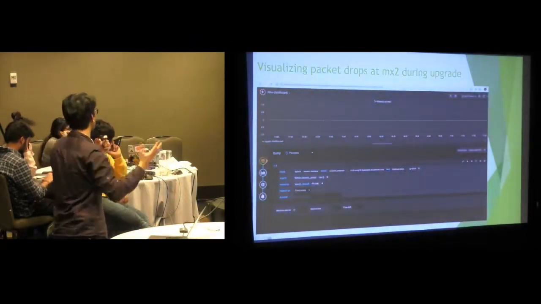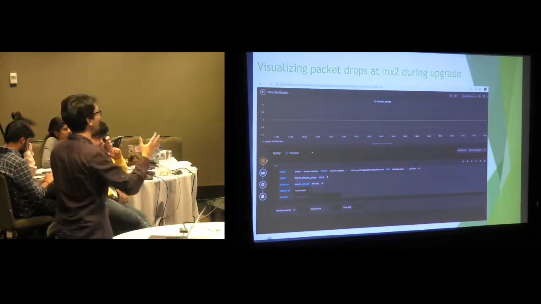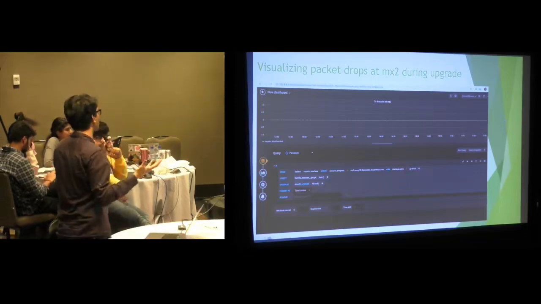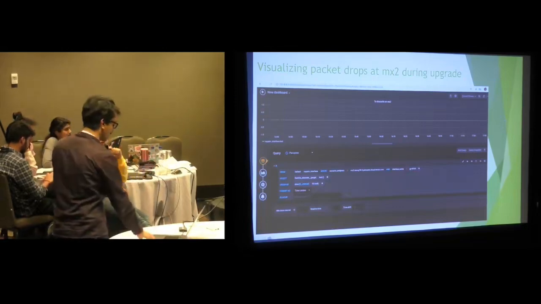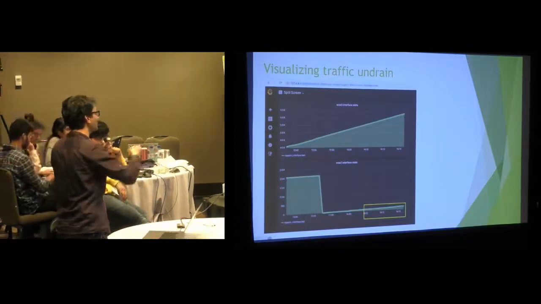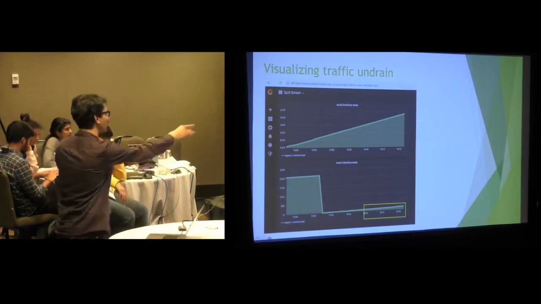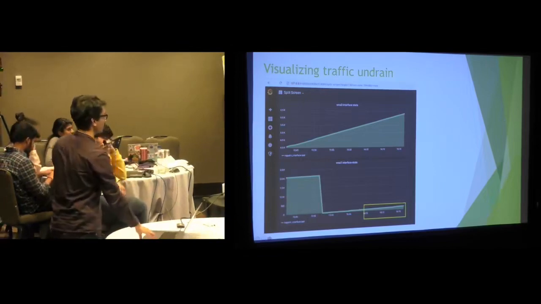Now, granted that this was ping traffic that we were running, if there were more traffic intensive applications, we may have seen some packet drops potentially, but it's a good way to visualize it all together. And when we undrain it, once we're done with the upgrade, we run a custom undrain application, and the traffic goes back to VMX2 as we see there.